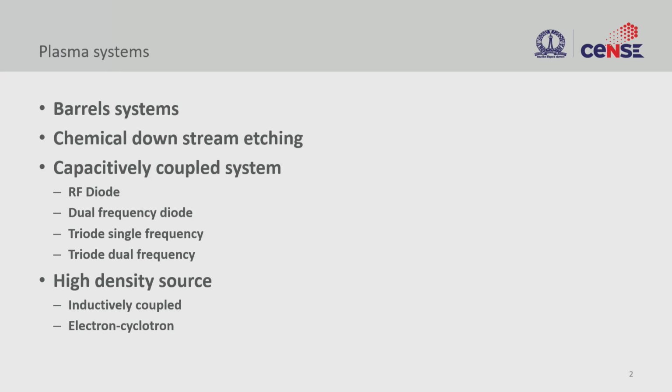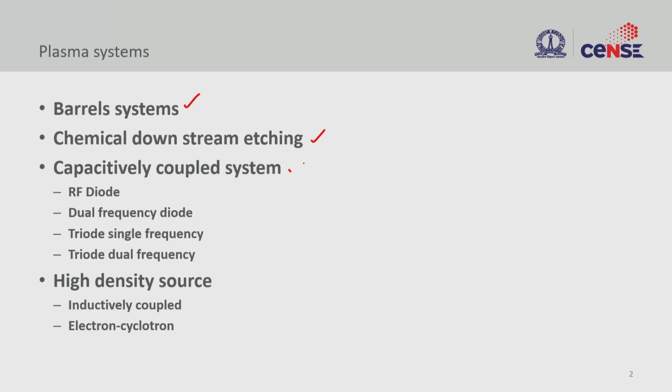So, the barrel system was the first of its kind that came into the industry. We'll see that in the next slide. And then there is a chemical downstream etching. Right, it's not necessarily the parallel plate or the inductively coupled system that we saw earlier. This is a very different type of system where all the radicals are created and then it is fed downstream.